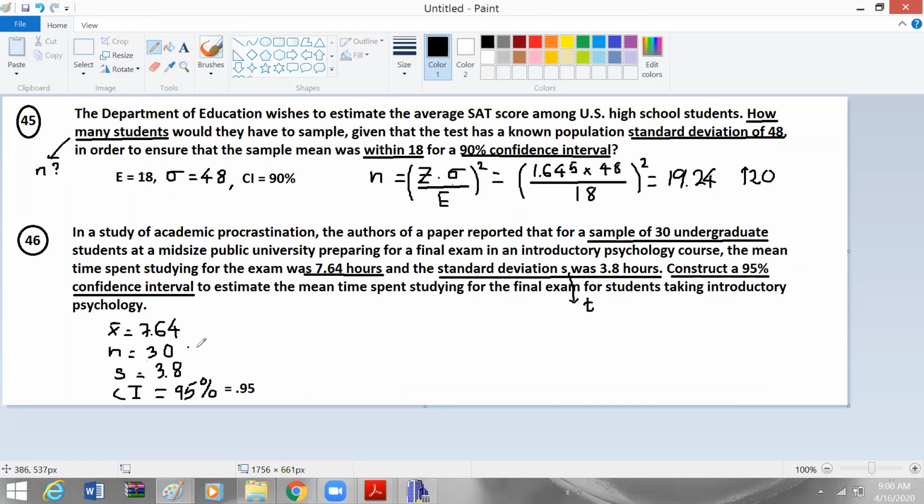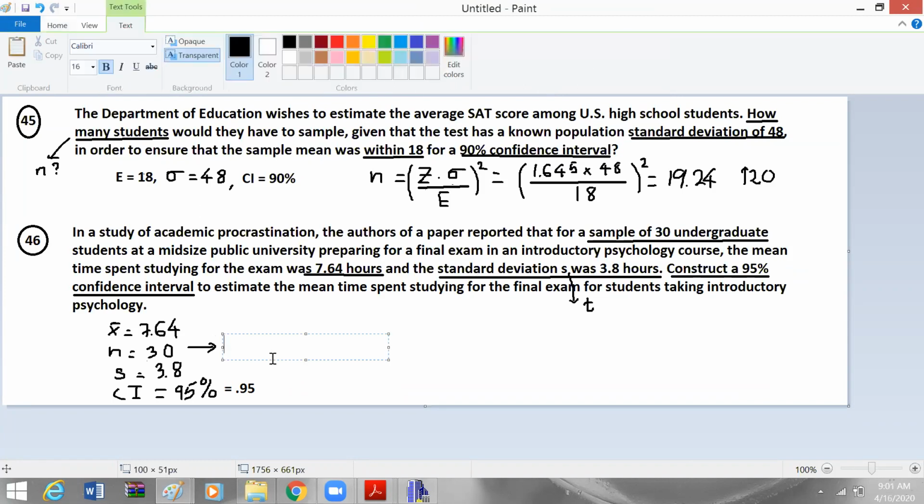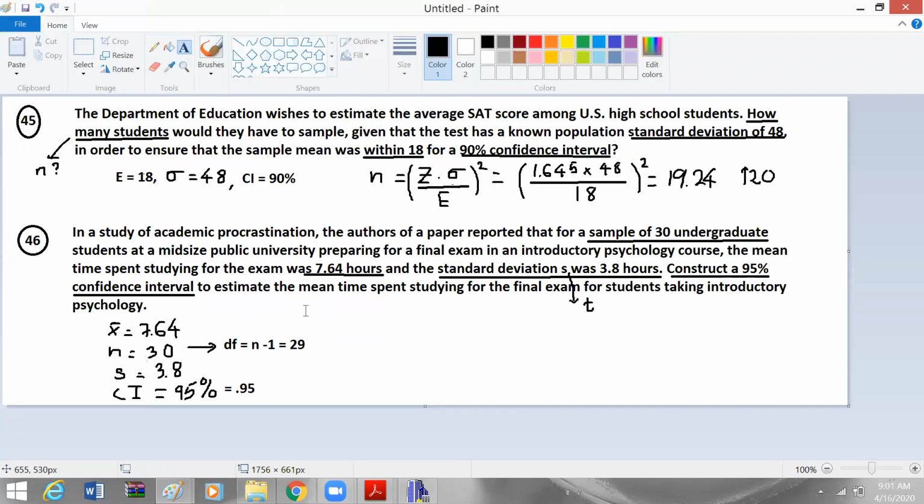So that means the first step is to look for the degree of freedom, which is n minus 1, the df. This is very important so you can look at the chart correctly. So that'll be 30 minus 1, which is 29, because we have 30 samples, we take away 1, and you get 29. After that, we're going to look for the error bound. So the E would be the t times s over radical n, right?